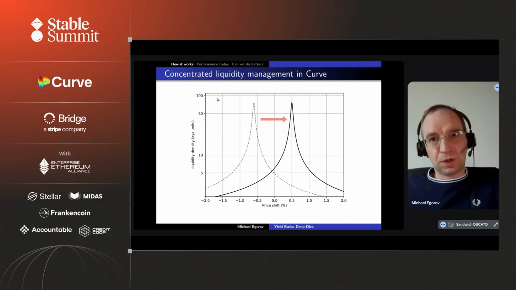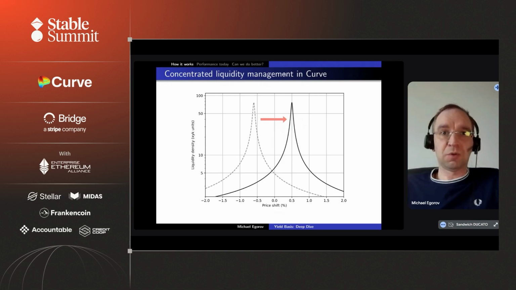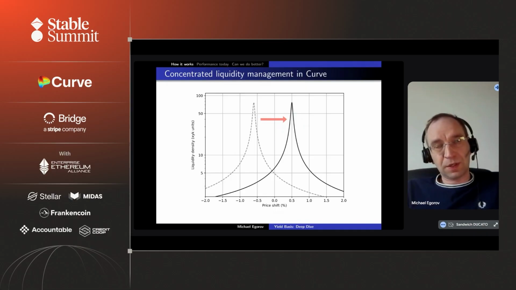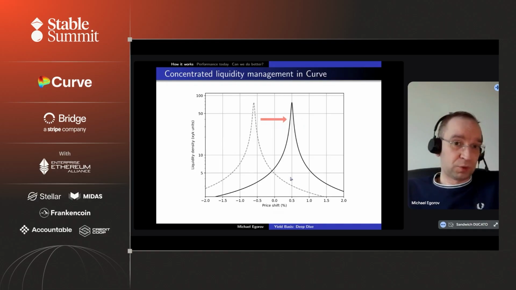Anyway, under the hood we have pool with concentrated liquidity, but concentrated liquidity in curve way. So what does that mean? You probably noticed that since year 2021, Curve had crypto pools. And crypto pools, they were not constant product. They were actually having concentrated liquidity. They still are.